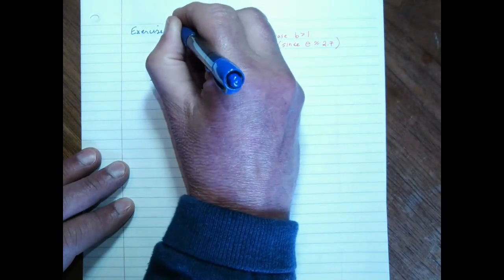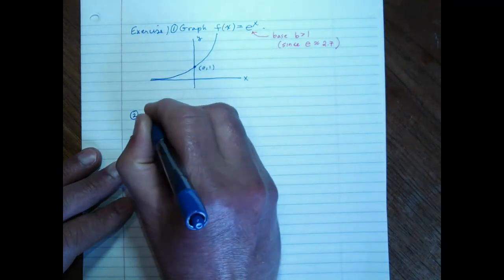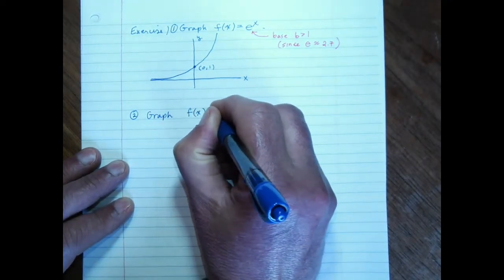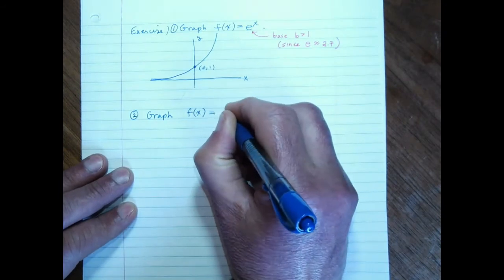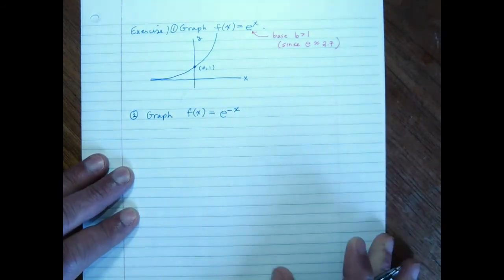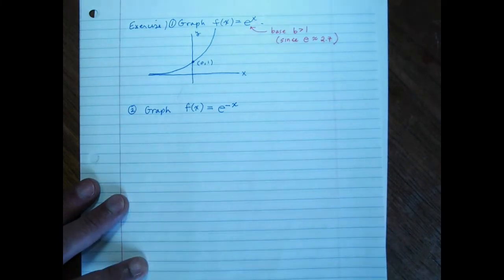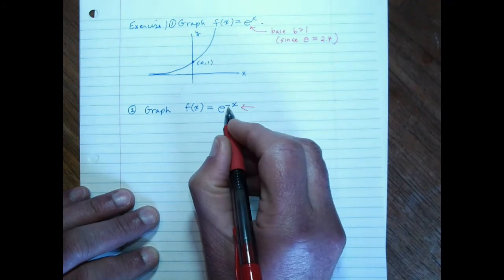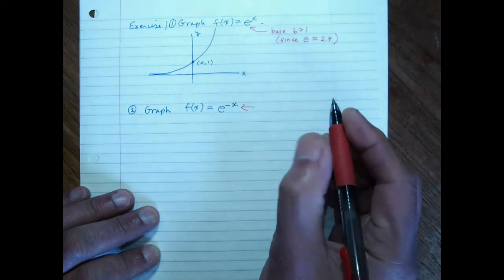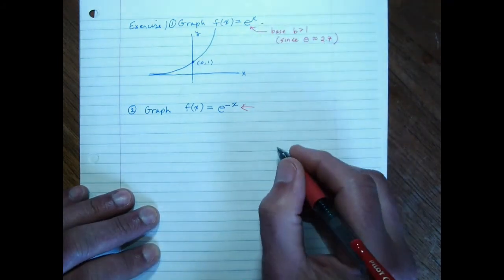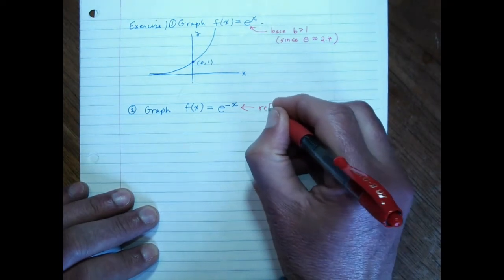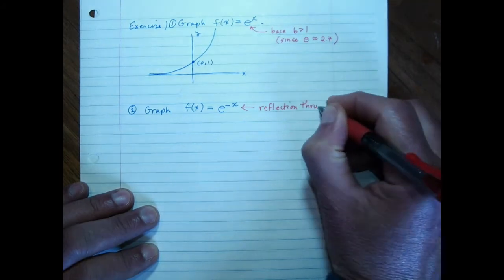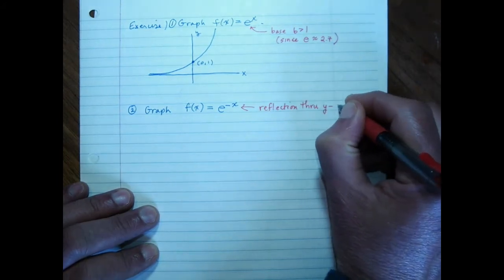Maybe call that number 1. Let's call number 2 graph f of x equals e to the minus x. What we notice is we've replaced x with minus x inside the exponent of the function. So this is going to be a reflection through, we haven't seen too many of these, but through the y-axis.